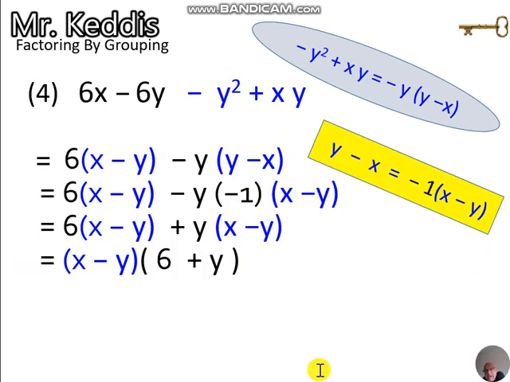Please pause and take notes. If you multiply x minus y times 6, you get the first term. If you multiply x minus y times y, you get the second term.